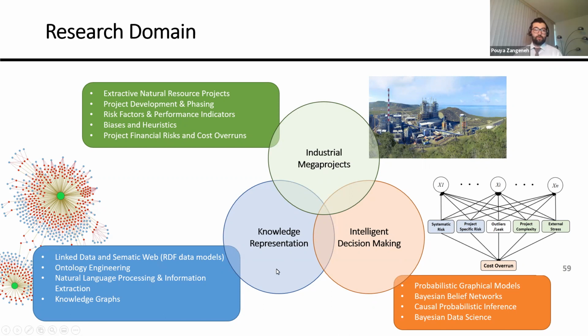And as far as the tools I used, I could basically divide them into two main categories. Knowledge representation, which is a branch of computer science called ontology engineering. I used linked data and the semantic web, and as well, a little bit of probabilistic modeling, which would focus around probabilistic graphical models, Bayesian belief networks. I moved a little bit towards Bayesian data science because I find it very interesting, and what is called causal probabilistic inference.